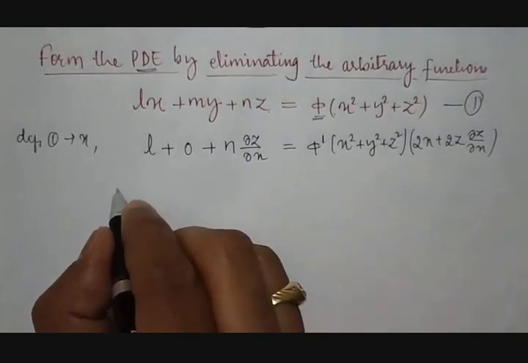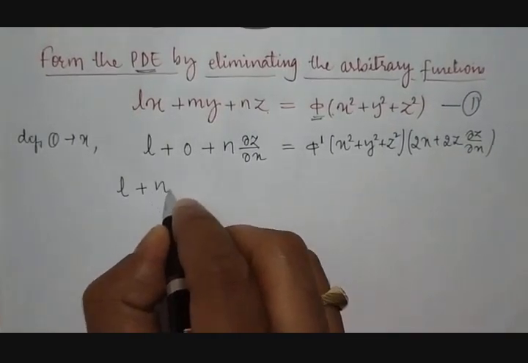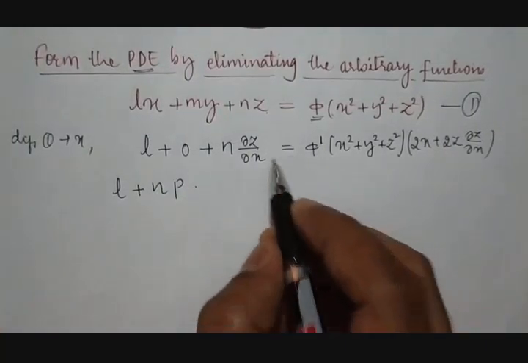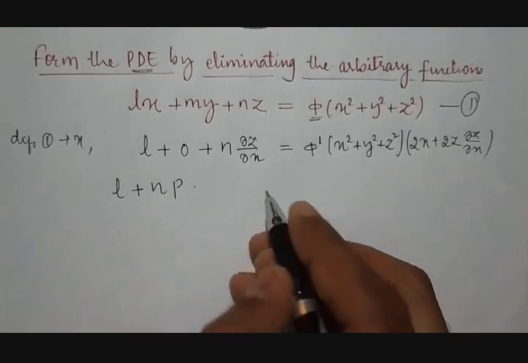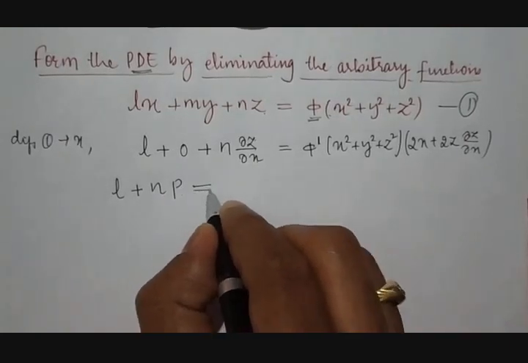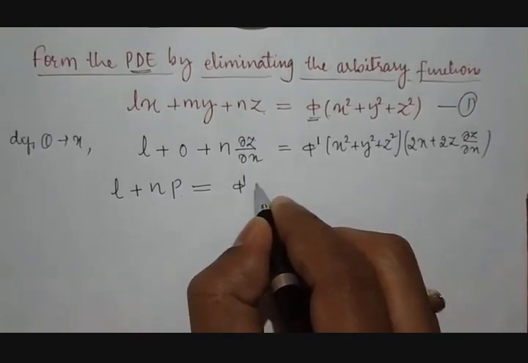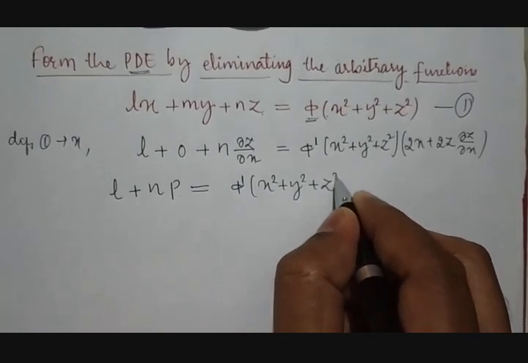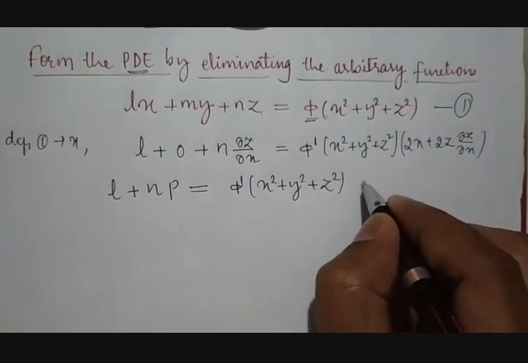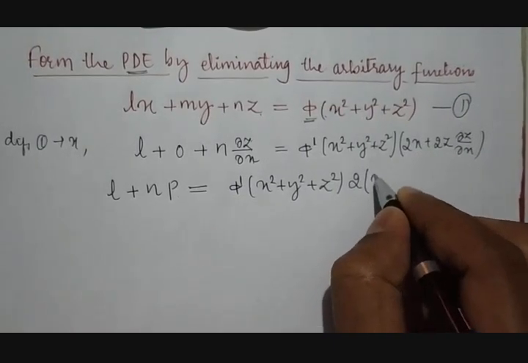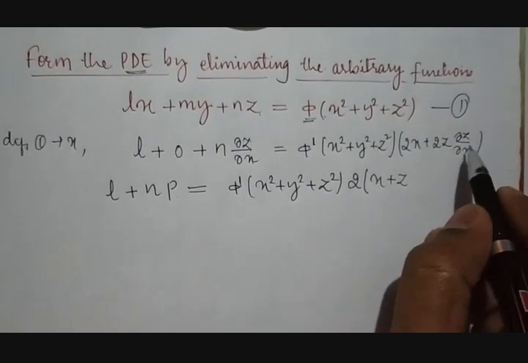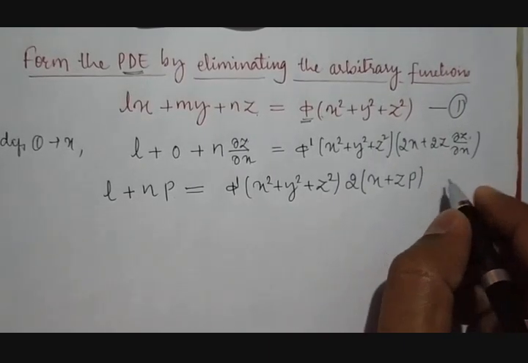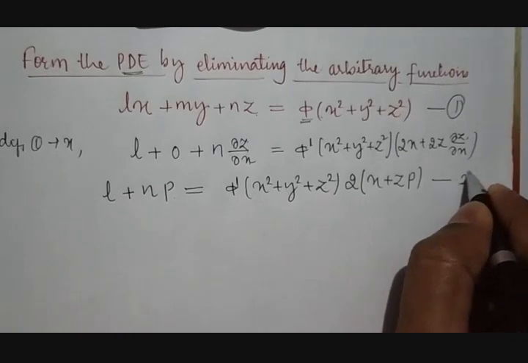Okay, therefore this is nothing but L plus n into p, because we are going to take the notation dou z by dou x is equal to p, which is equal to phi dash of x square plus y square plus z square into, from here if I take 2 common, then it is x plus z into, the notation for dou z by dou x will be p. We call it equation number 2.